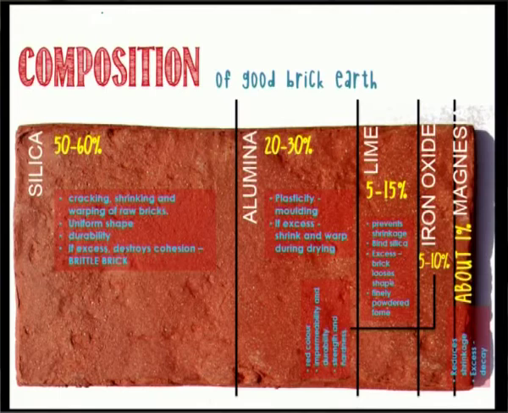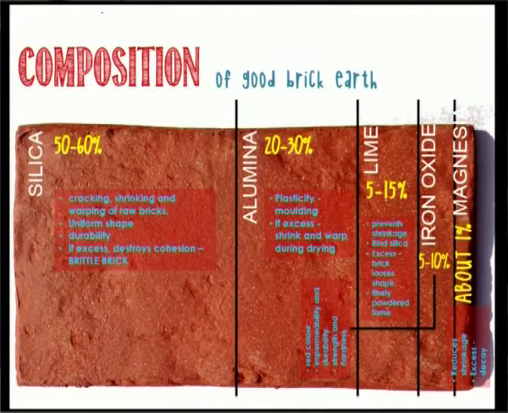It helps in the plasticity of the brick earth. Basically, when you're molding the brick earth, it should be easily workable. It should not be either too runny or too thick, such that it will be hard to mold. So the exact amount of plasticity required to mold is provided by alumina. Also, you should not use it in excess. If you use too much, it will make the brick shrink and warp during drying.